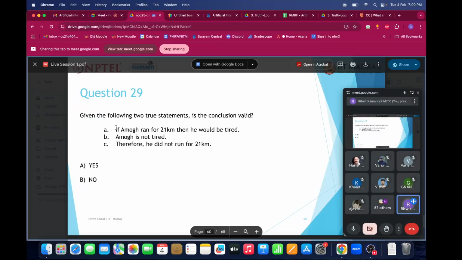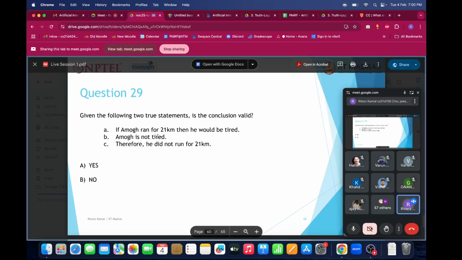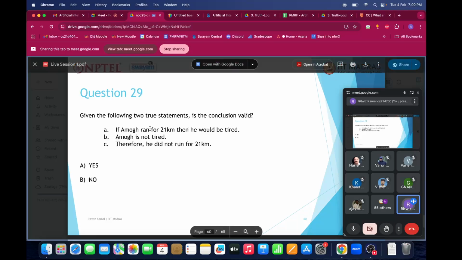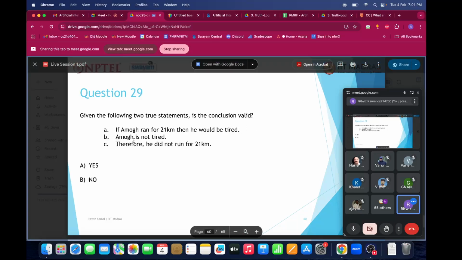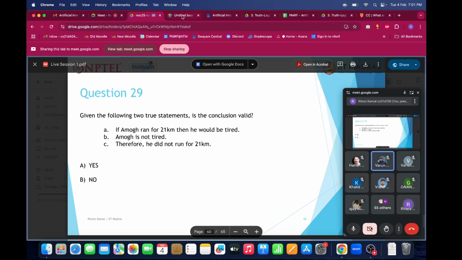The two statements are: if Amog ran for 21 kilometers, then he would be tired. Amog is not tired. Therefore, he did not run for 21 kilometers. So try framing this in terms of implication and negation. Amog ran for 21 kilometers implies Amog would be tired. Amog is not tired. So I think it's B. Okay, let me rewrite it.